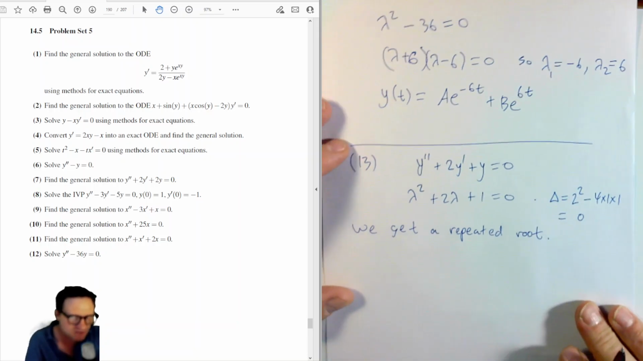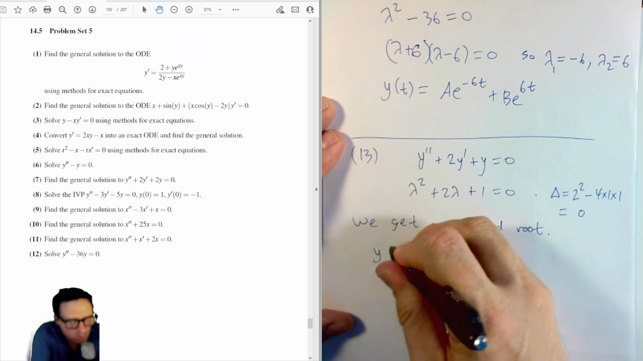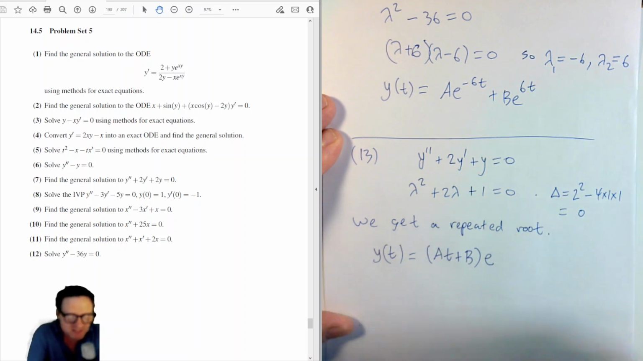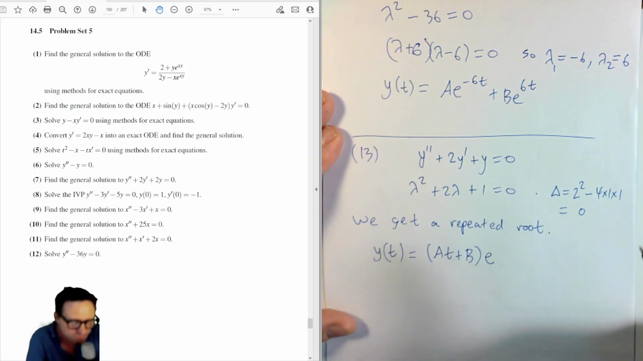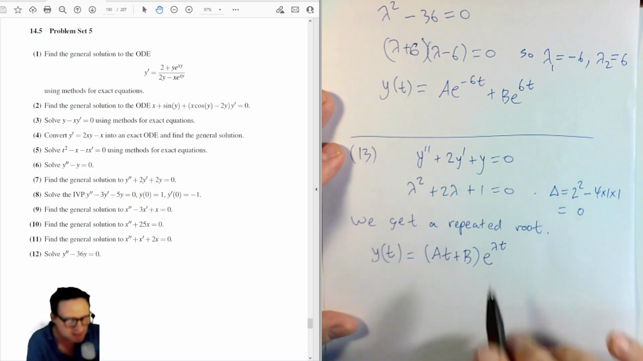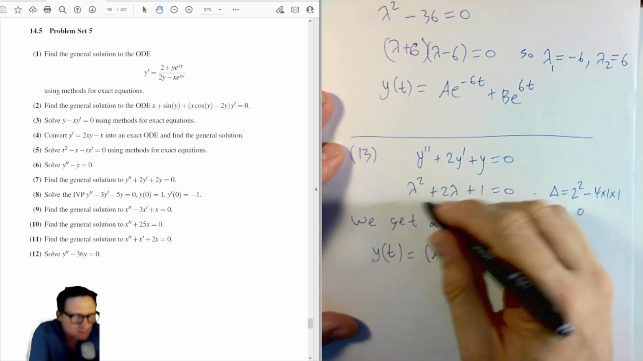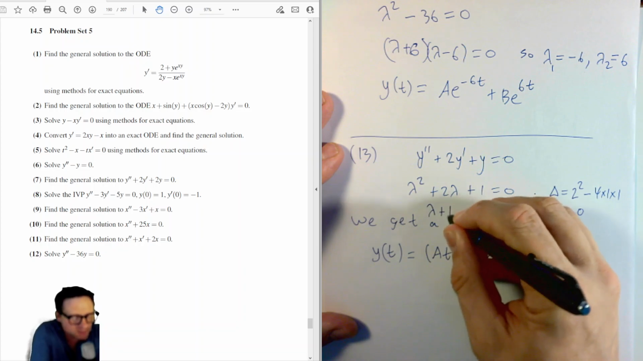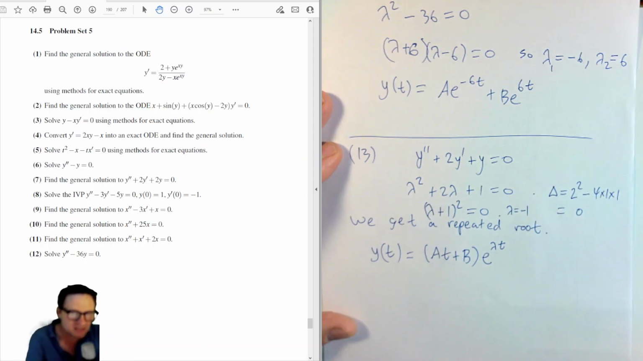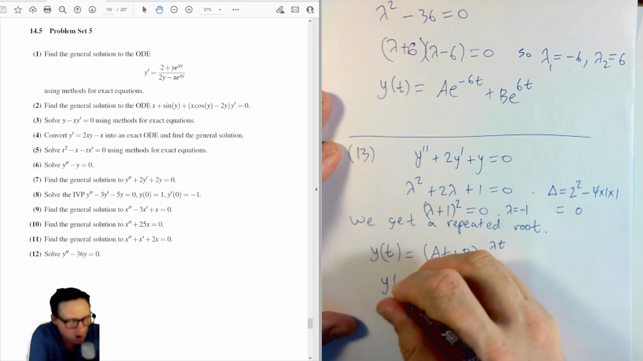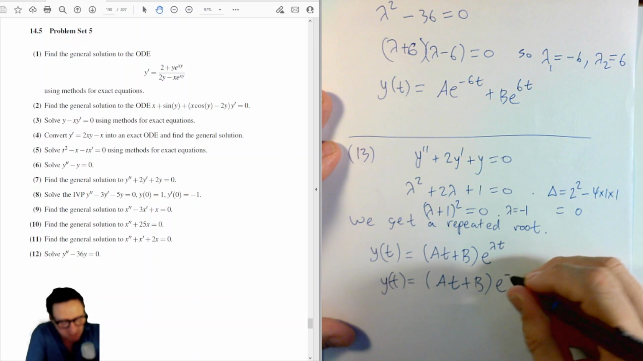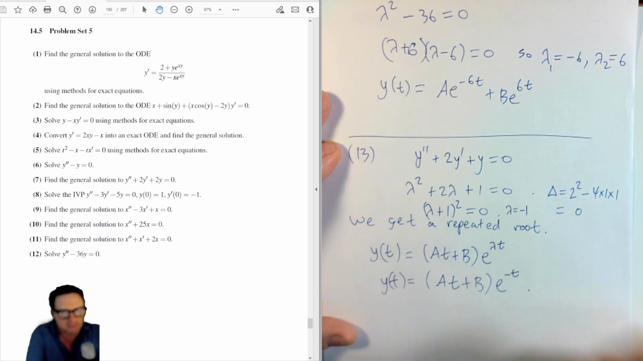And so here our general solution looks like, if I remember right, y of t equals a t plus b times e to the power of that lambda we have, which is repeated. Okay, and so we need to solve this. It's a perfect square. We have lambda plus 1 all squared equals 0, so lambda is minus 1 repeated. Okay, so here then we have y of t is a t plus b times e to the minus t. Okay, that's all for now.